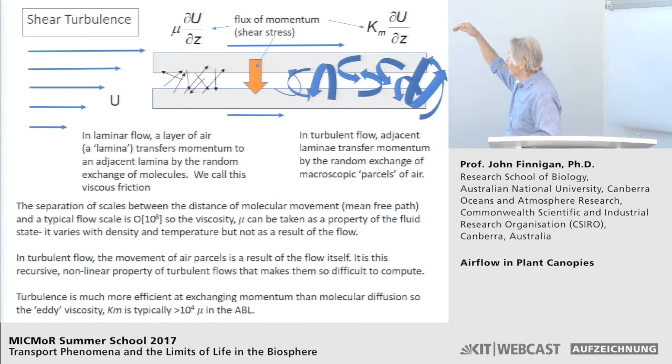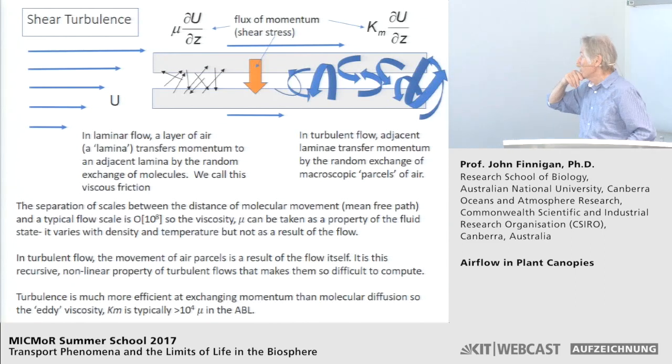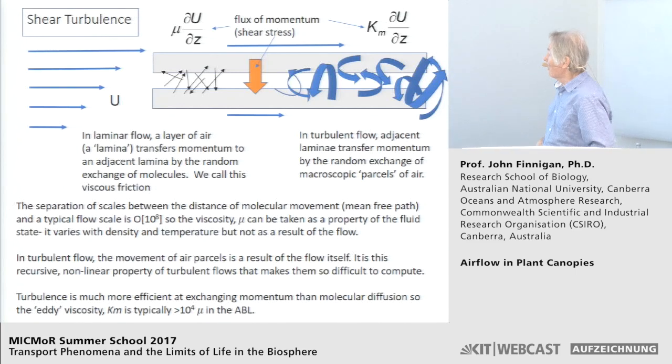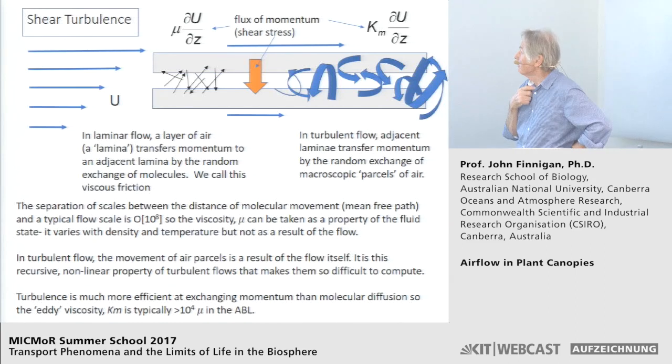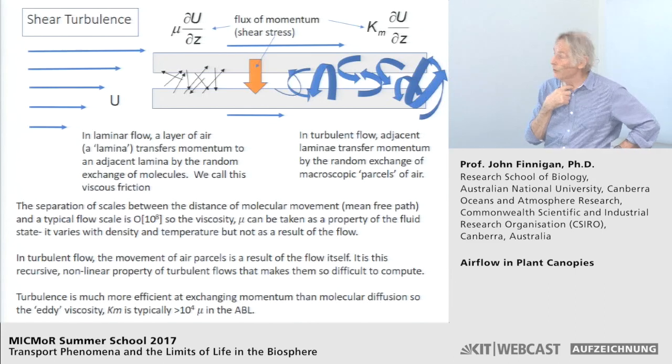And we have this flux of momentum, which we also refer to as the shearing stress, between the faster moving lamina and the slower moving one below. And the flux of momentum in the laminar case is given directly by the viscosity times the gradient of velocity, the rate at which the velocity is changing across the flow.